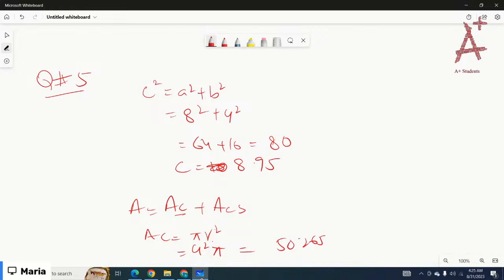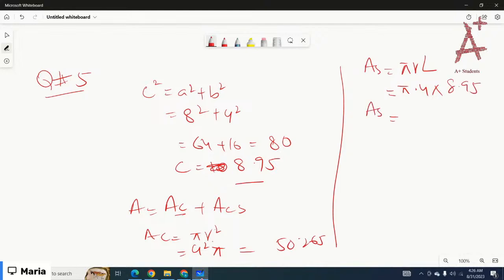Now you have to calculate the surface area of the curved surface. You can calculate the area of the curved surface by pi r L, where L is the slant height of the cone. So pi is 3.14 times 4 and L is 8.95. When you multiply, the area of the curved surface is 112.47 centimeter square.